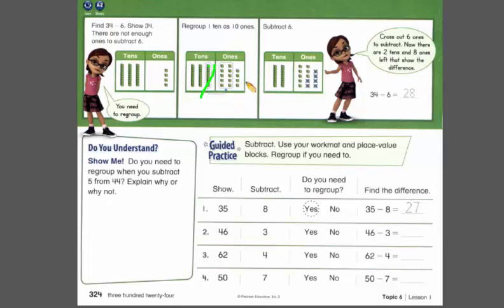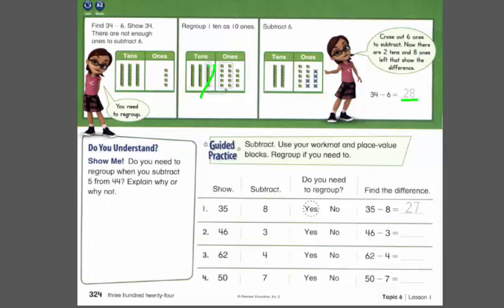Yes. Now there are enough ones to subtract 6. How many tens are left? I regrouped 1 ten, so 2 tens are left. How many ones are left? I will subtract 14 minus 6, so 8 ones left. So that's why 8 in the ones and 2 in the tens. One more time.